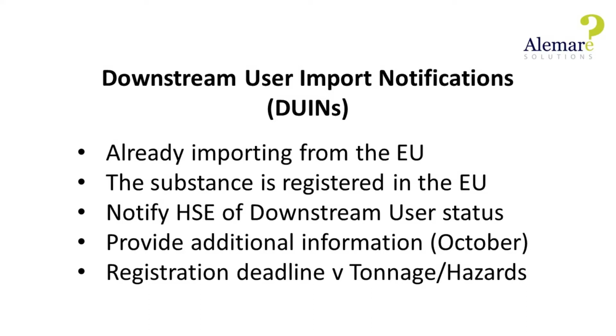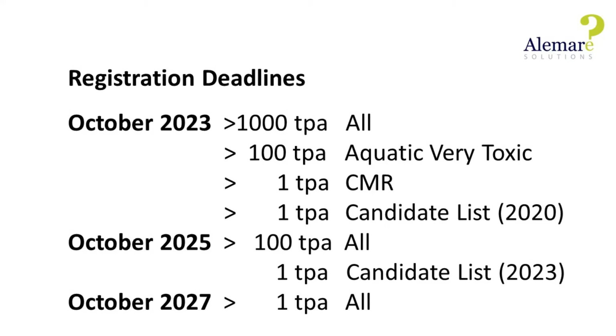By October, you must then provide some additional information about the purity and the composition and the identity of all your imports from the EU. Your deadline to complete the registrations will depend on the tonnages of the materials that you import and their hazards, and in this respect it follows a very similar pattern to EU REACH.